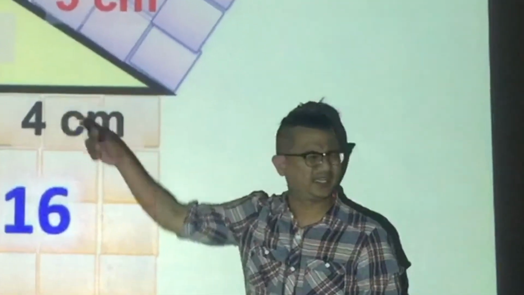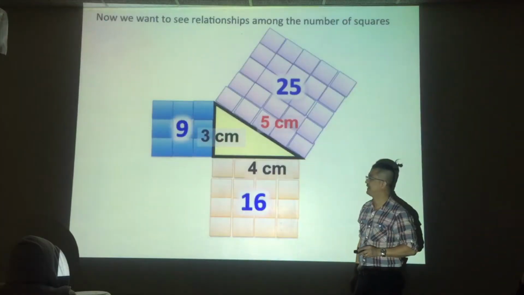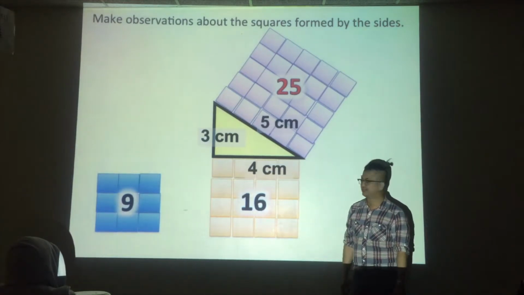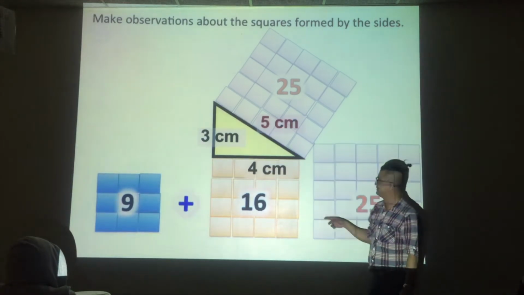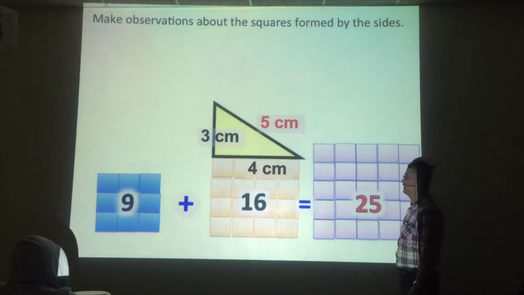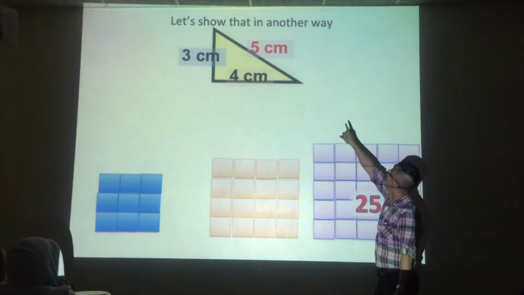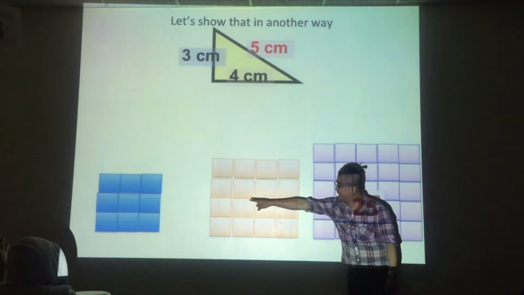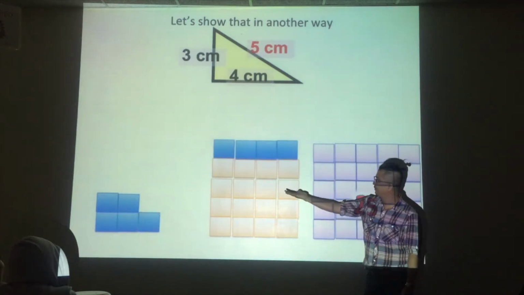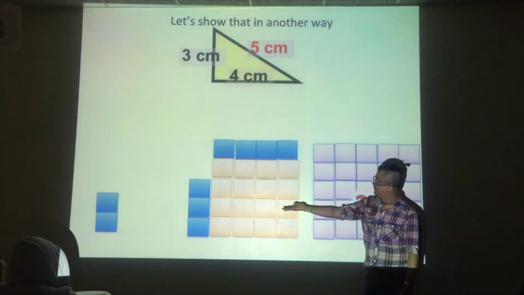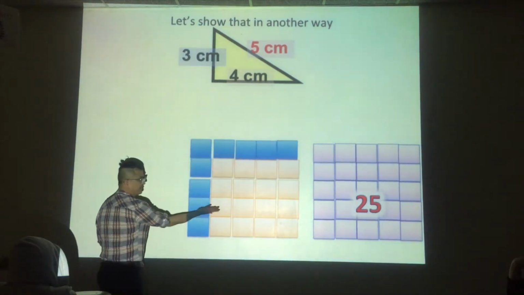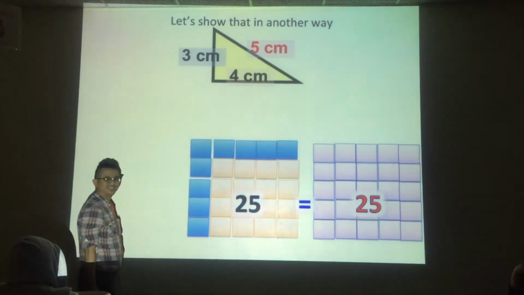What can you say about 9, 16, 25? Check this out. I get that 9. I get the 16. I added. What do I get? 25. Are you sure? Let's check it out. Let's show it in another way. Those 9, let me distribute that. I put those 3 here. Let's move some more. What's this? 5 by 5. How many? 25. See that?